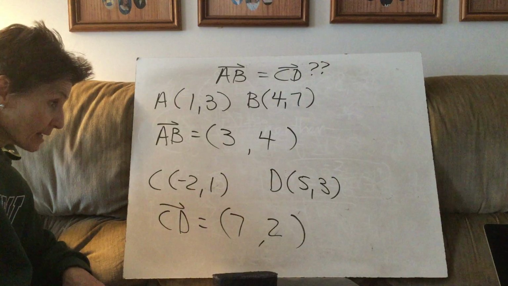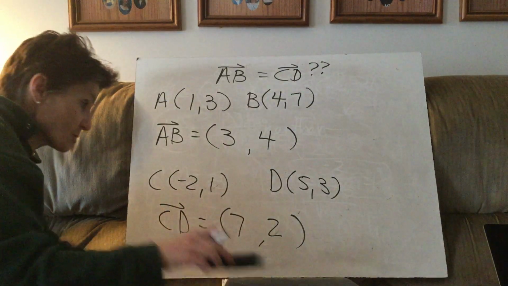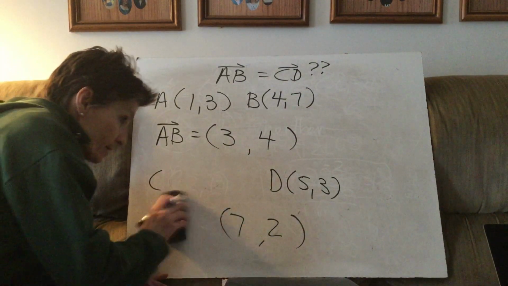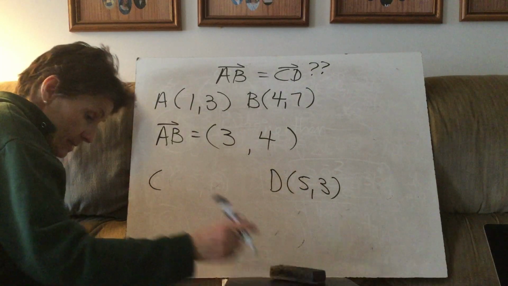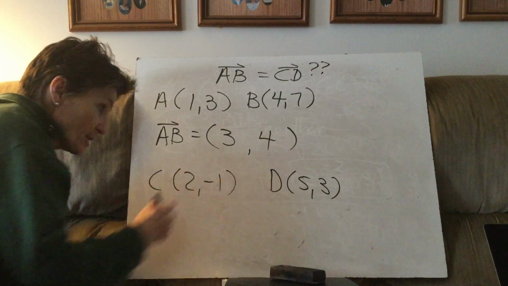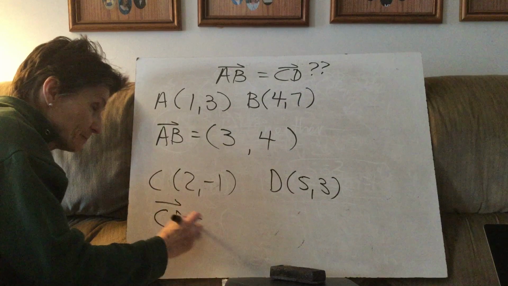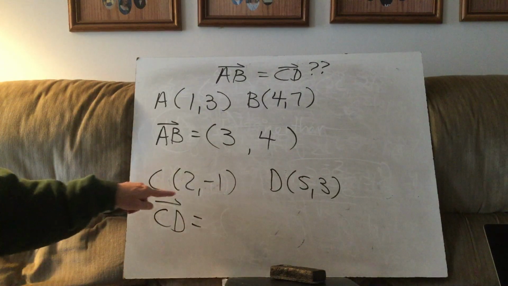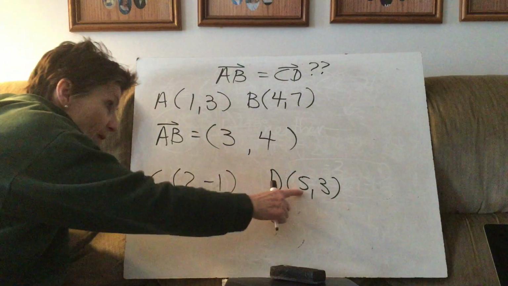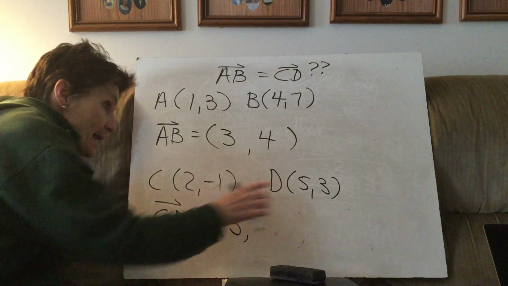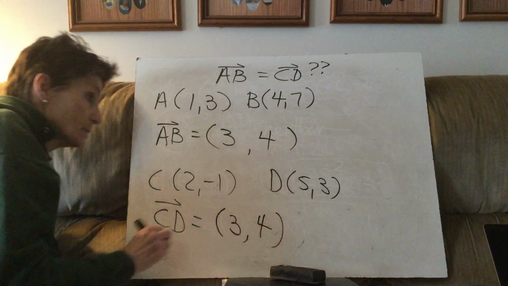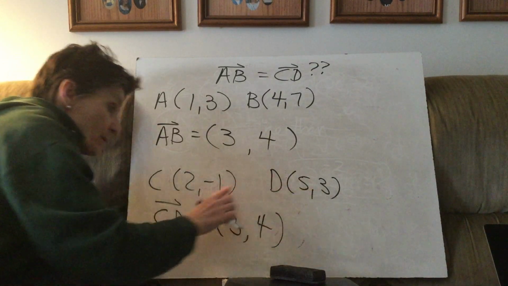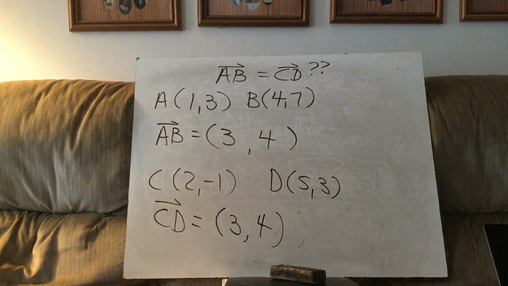Oh, wait a minute. I think I copied this wrong. I'm so sorry. C is 2, -1. Did you catch that? All right, let's try again. Now I have the right point. So 2 to 5 is 3, and -1 to 3 is 4, or 5 minus 2 and 3 minus -1.